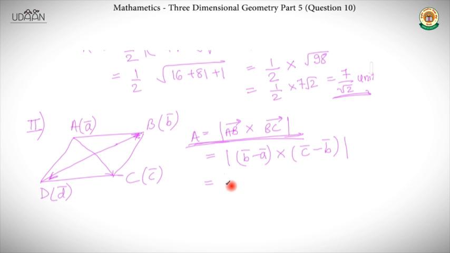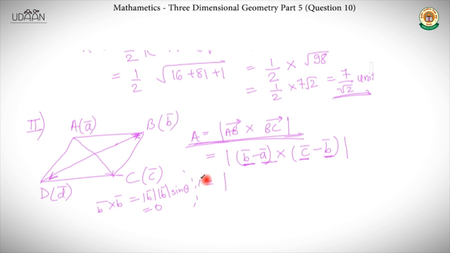which is mod of B cross C, minus B cross B, minus A cross C and plus A cross B. So the B cross B term comes out to be 0, because both B are parallel to each other, hence theta would become 0. So B cross B equals mod B sin theta, and as theta is 0, this would turn out to be 0.